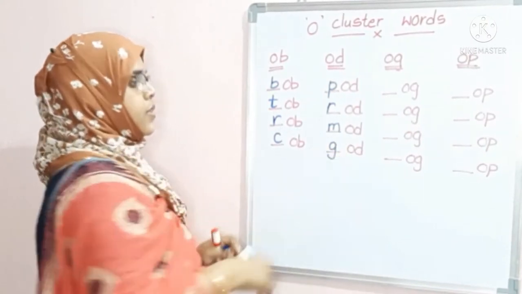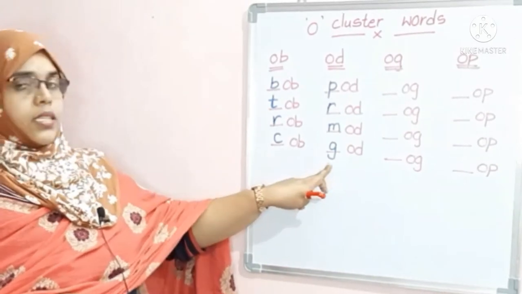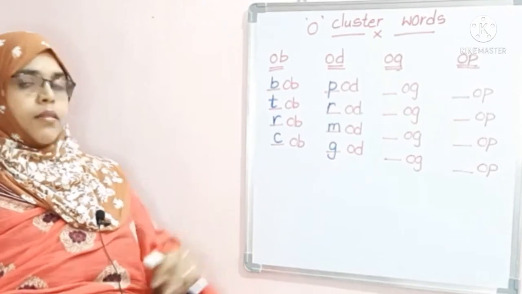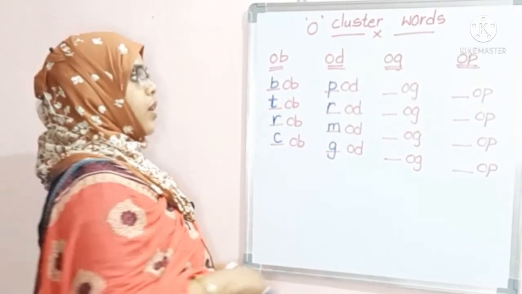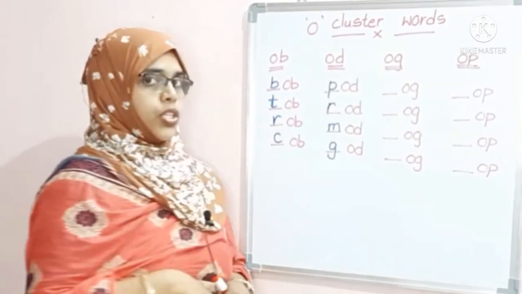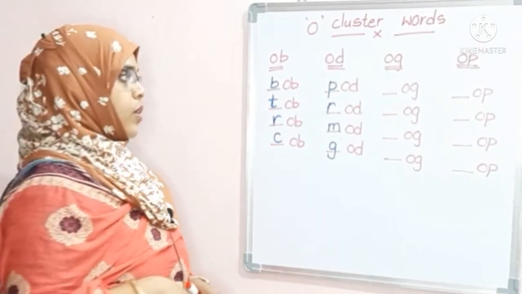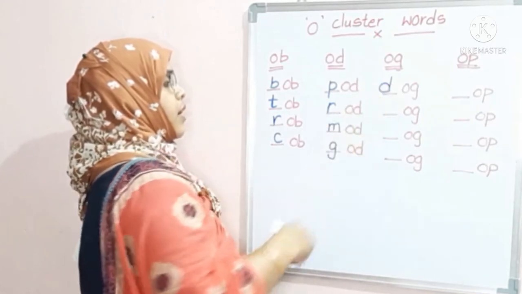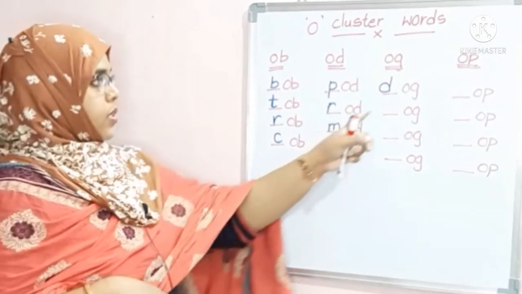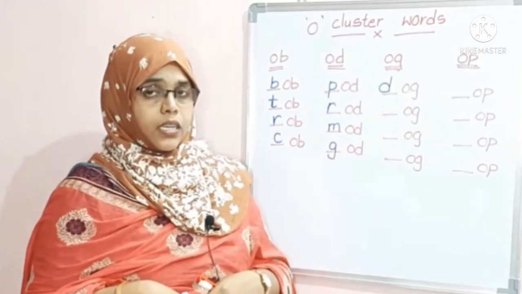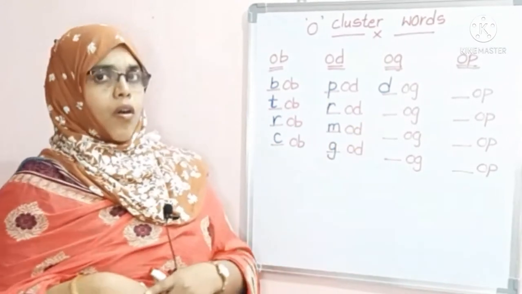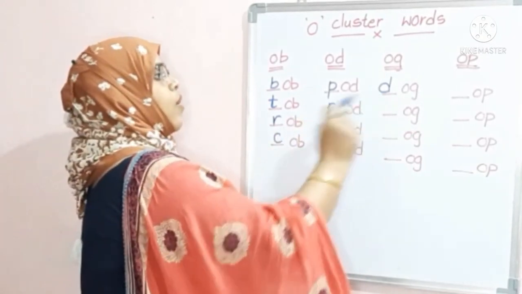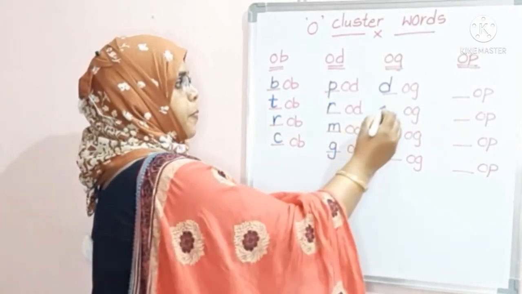This is letter G. The sound of G is G. G, OD becomes GOD. Now we have the OG cluster. To this OG we write letter D. The sound of D is D. D, OG becomes dog.